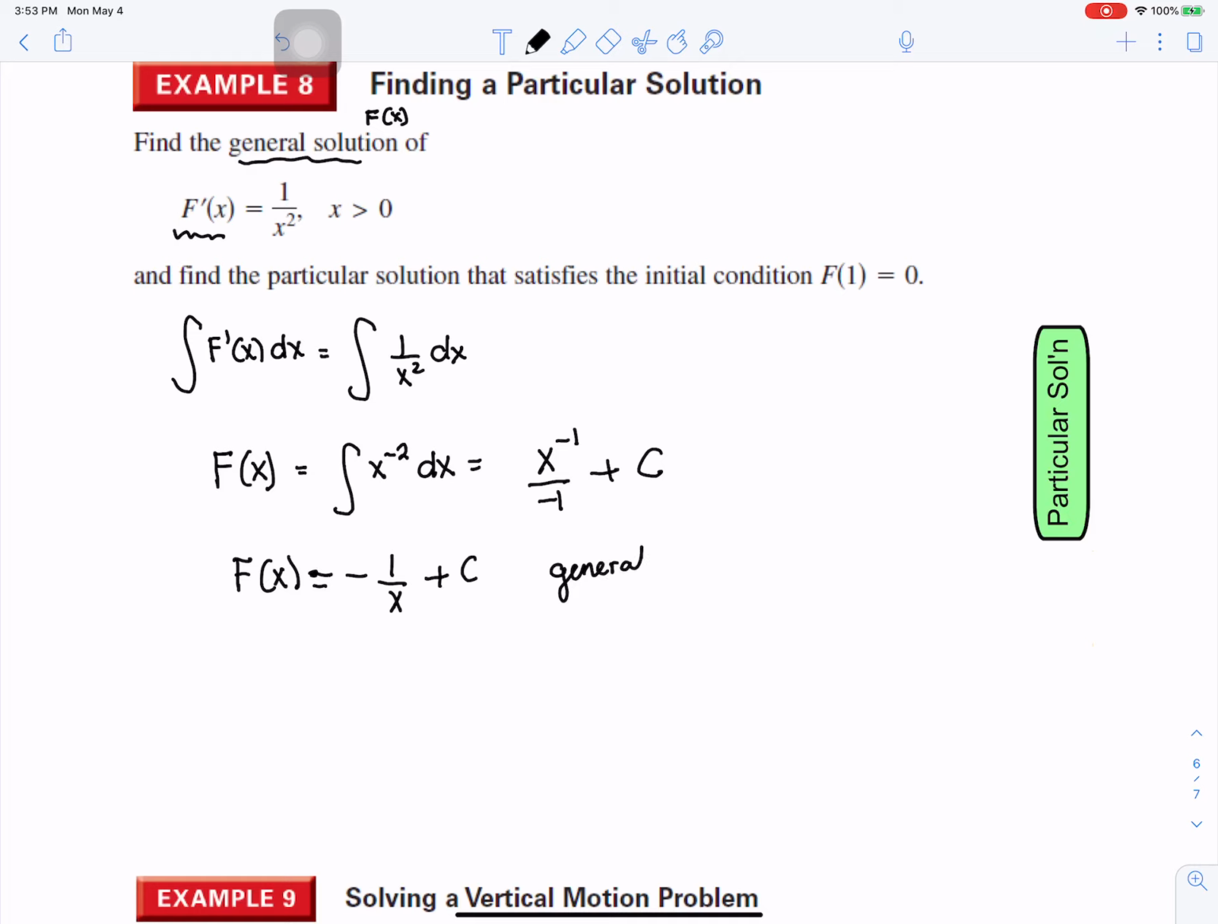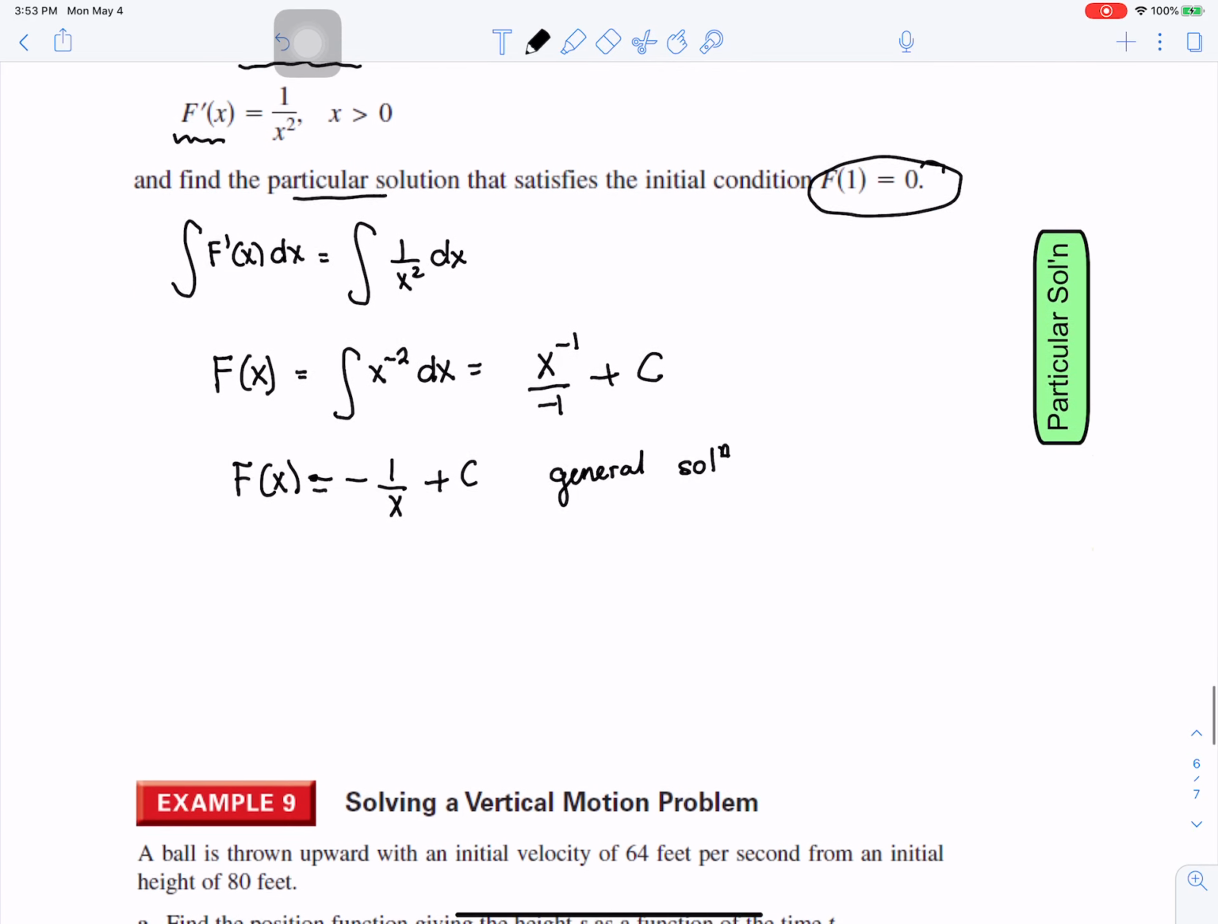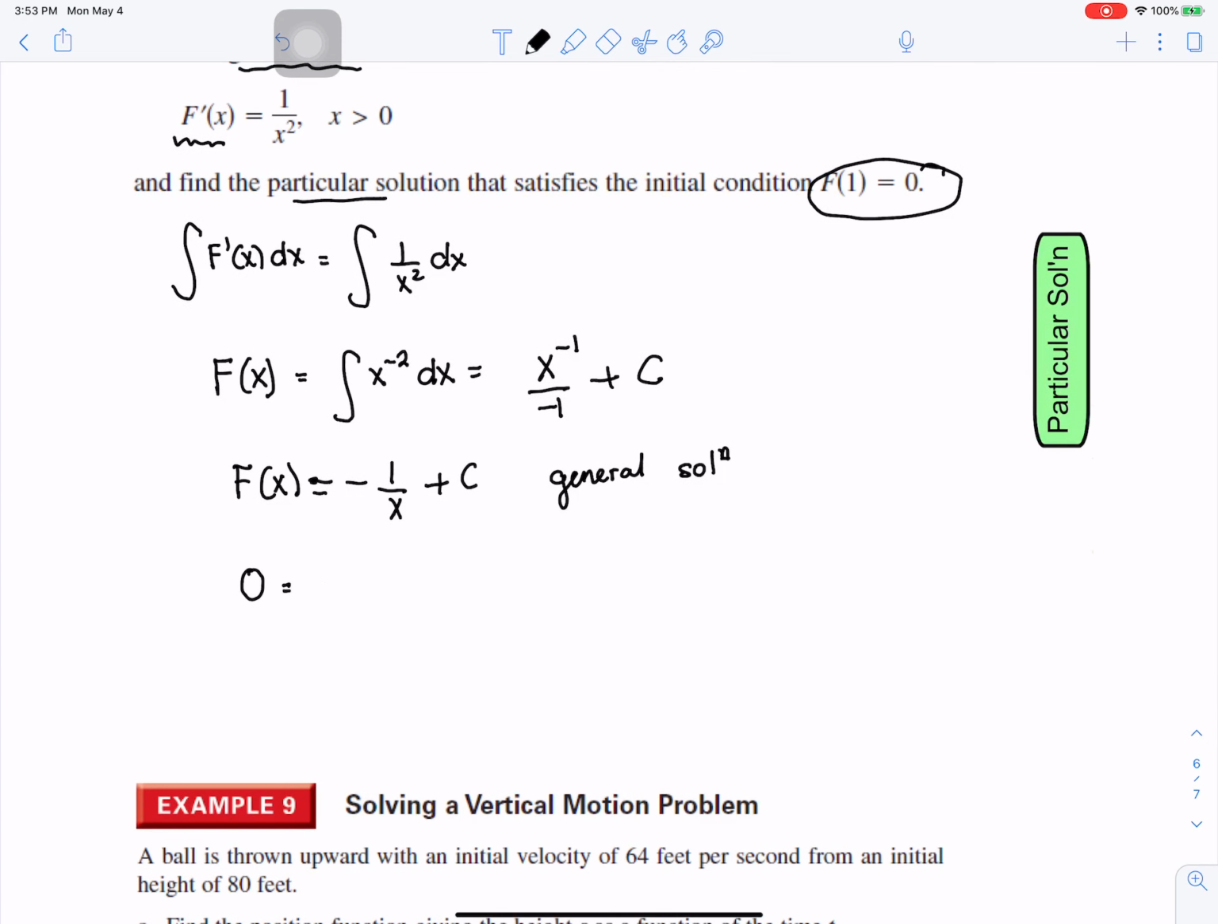How do I know they're asking me for a particular? The question asked for a particular, but they're also giving me an initial condition. When y is 0, x is 1. So I solve for c and I get c is equal to 1, and then I just write my answer out. My particular solution is minus 1 over x plus 1.